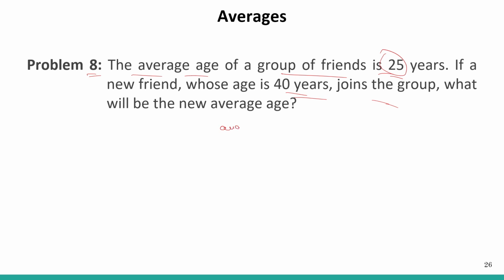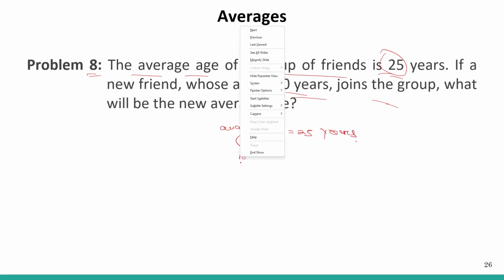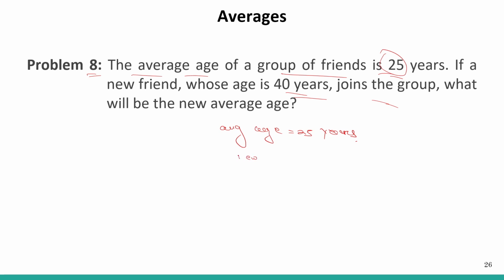Here the average age is equal to 25 years, right? And the new data is greater than the average, right? So this implies the average increases. So the new average of the group will be more than 25 years.